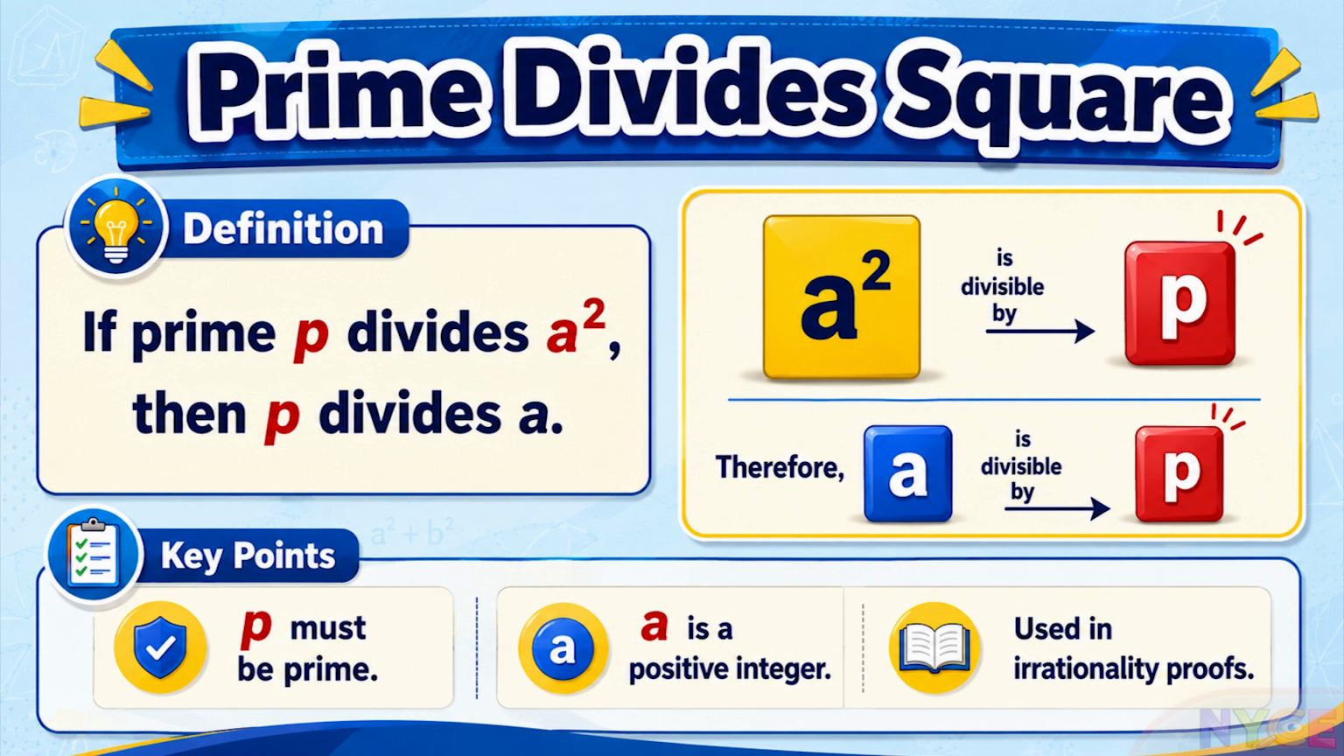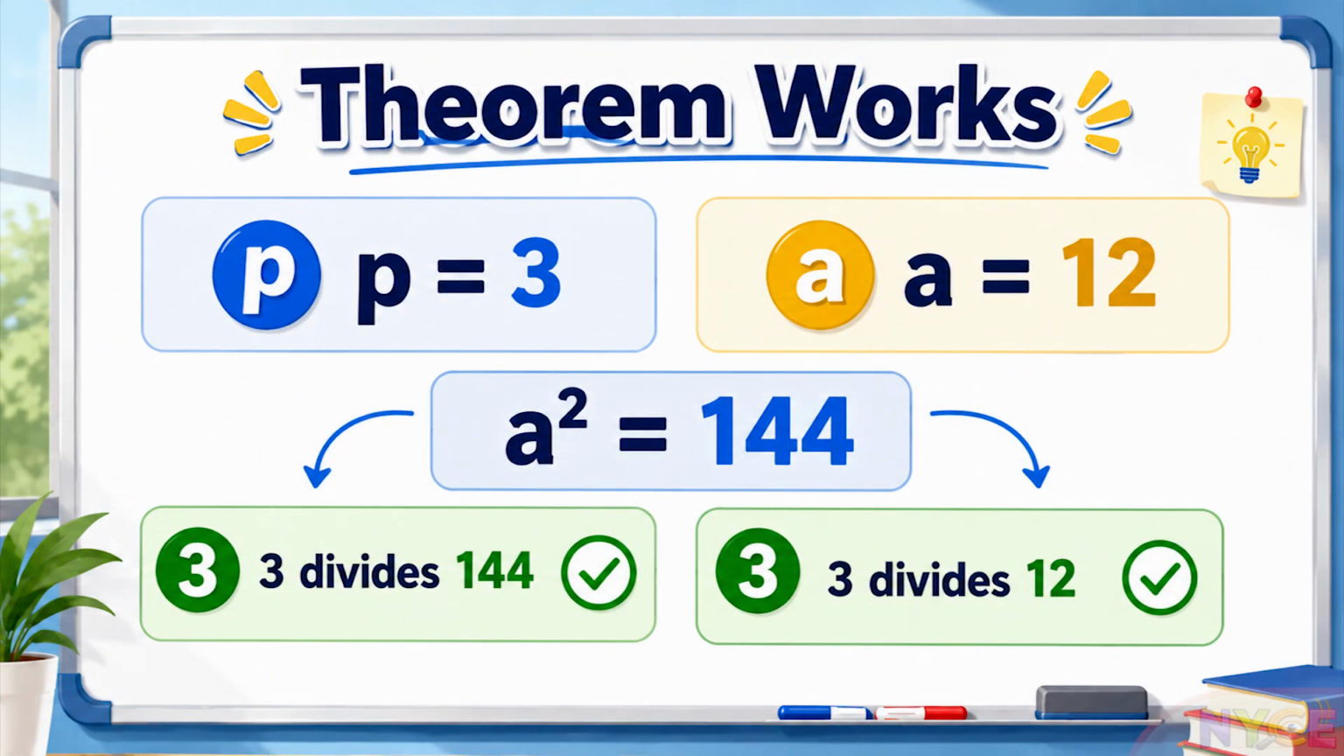Now let us understand the theorem clearly. Let p be a prime number. If p divides a squared, then p divides a. In simple words, if a prime number is a factor of a squared number, then that prime number must also be a factor of the original number.